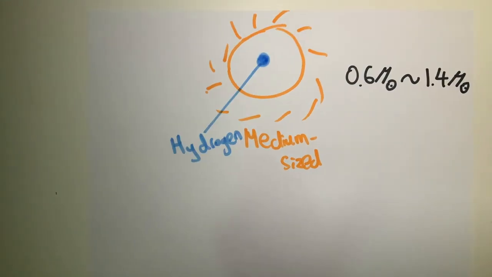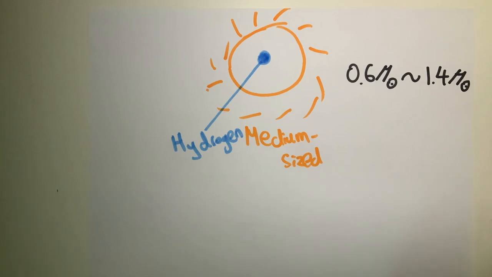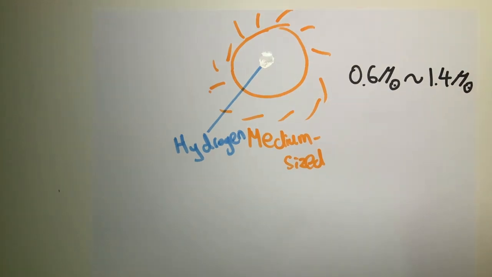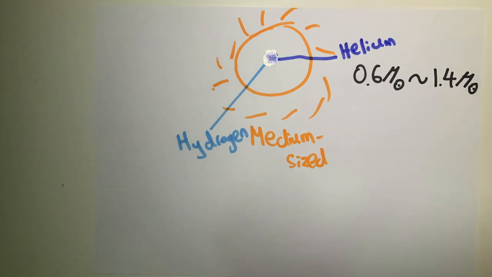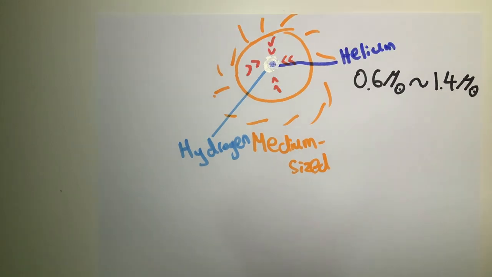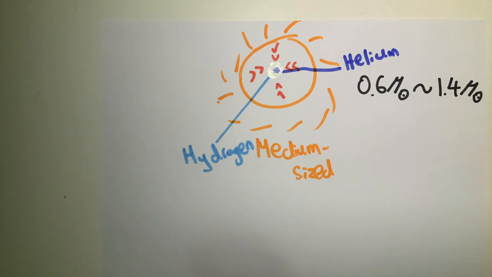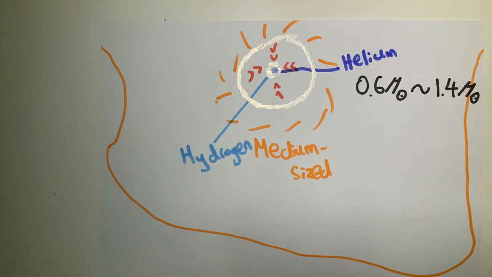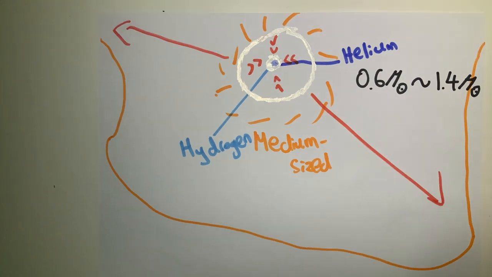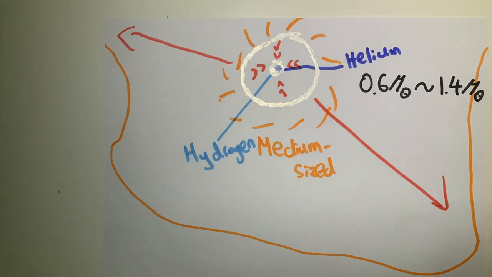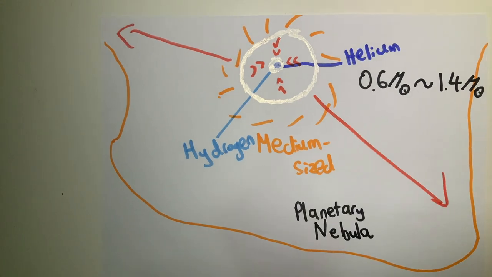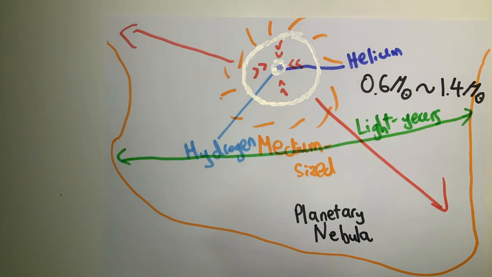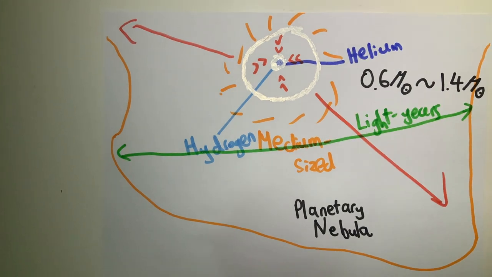Through a process known as the helium flash, the helium core contracts so violently that it vaporizes, causing the gas to rapidly expand. No longer bound by gravity, the outer layers spread to light-year-wide remnants, known as a planetary nebula. The remaining core is a white dwarf, which is unable to generate any nuclear fusion.